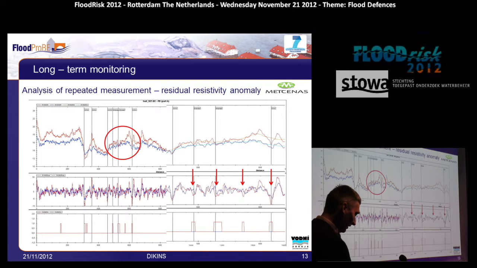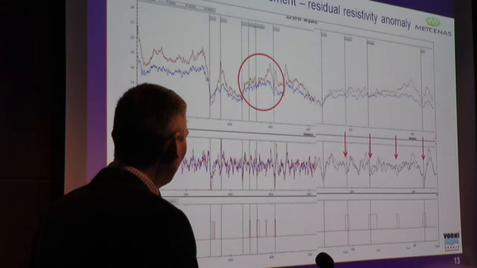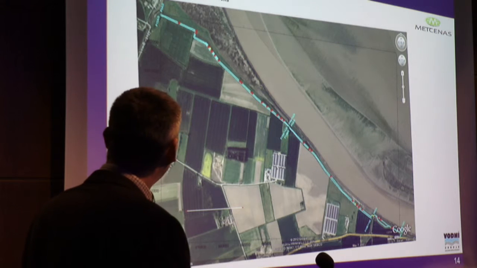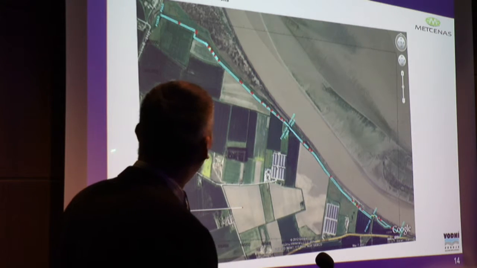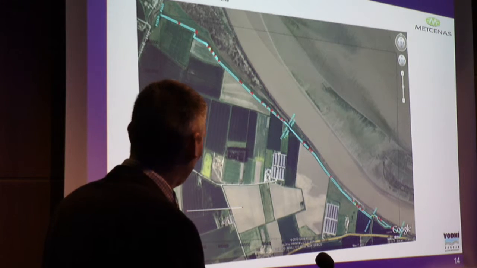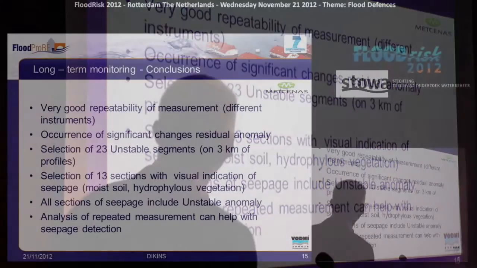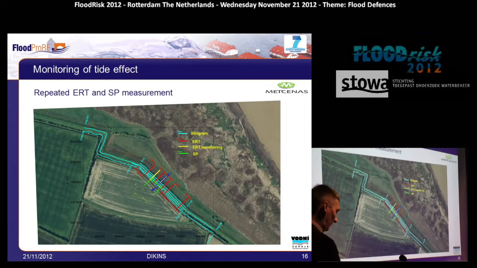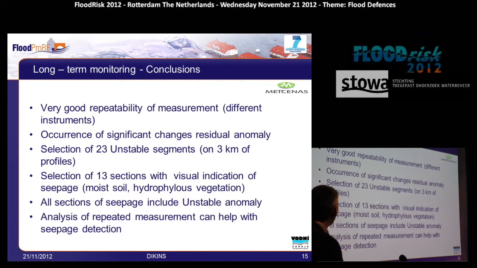Here is something more in detail, and we are looking for this significant decrease of resistivity in time. This is the result. This red dot is our interpreted area with this shifting of resistivity in time, and when we go to some conclusions, we can say that we selected 23 unstable segments, and we have described 13 sections with visual indication of some seepages.